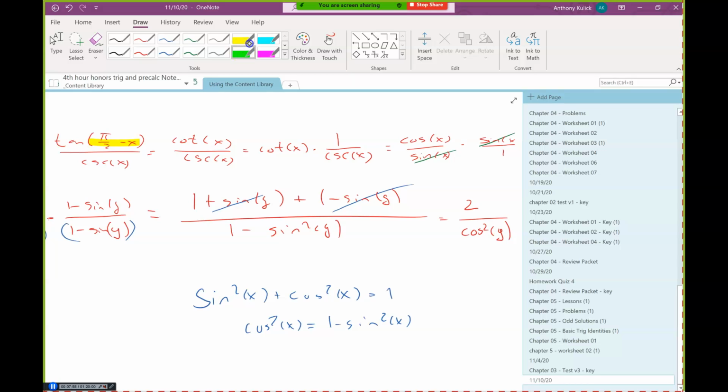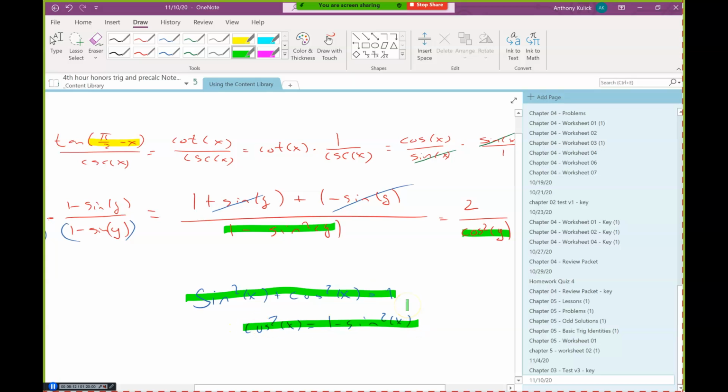Okay, that's just me justifying changing 1 minus sine squared into cosine squared. So the way I did that is I started with the Pythagorean identity, and I subtracted sine squared from both sides to make this new identity. And that's how I justified doing that switch up above. Is that okay?